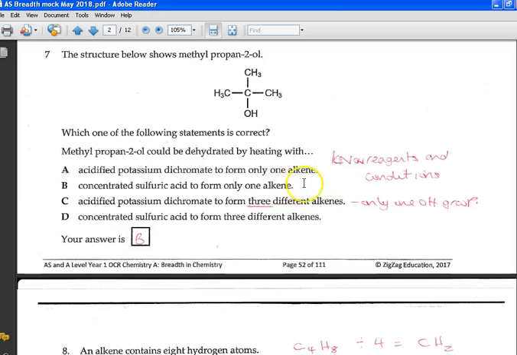Okay, so if we're forming an alkene, we don't use potassium dichromate, we use concentrated acid. Obviously, you have to learn these reagents and conditions, and this is where your synthesis map will help. If you learn that, then you would know that that was the case. We can't be forming 3 different alkenes here anyway, because we've only got one OH group, and there's only possibility of 2 different places where the double bond could go, so we're not going to get 3 different alkenes. So the answer is B.